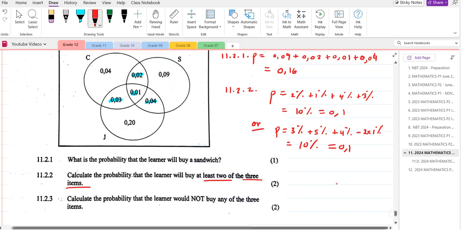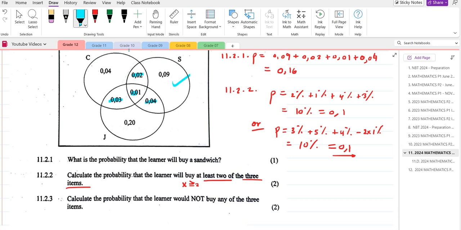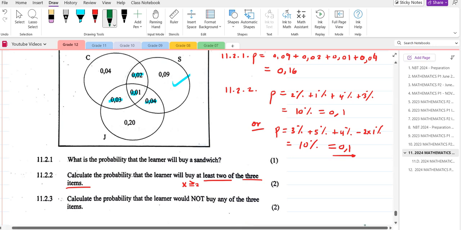So 0,1. You can also work it out like this, because at least 2 means greater than or equal to 2, so he either buys 2 items or 3 items. Now calculate the probability that the learner would not buy any of the 3 items. That will be everything outside the circles. Remember, this entire circle of S was 0,16, so that's already 0,16. Just add those. So 11.2.3.